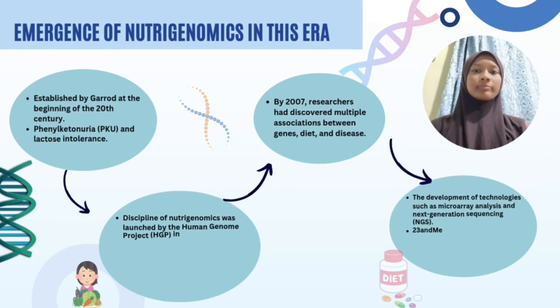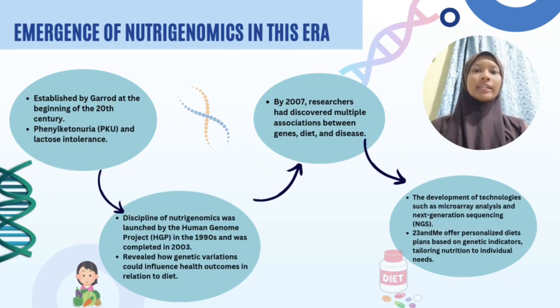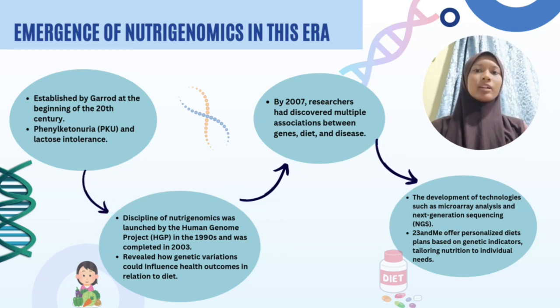Nutrigenomics was first introduced by Garrett in the early 20th century. It explores how genetic variations affect our ability to process nutrients. For example, conditions like phenylketonuria or PKU, or lactose intolerance, highlight how certain gene mutations can impact our diet choices. Fast forward to the 1990s, the Human Genome Project mapped our DNA, revealing connections between diet, genes, and diseases.